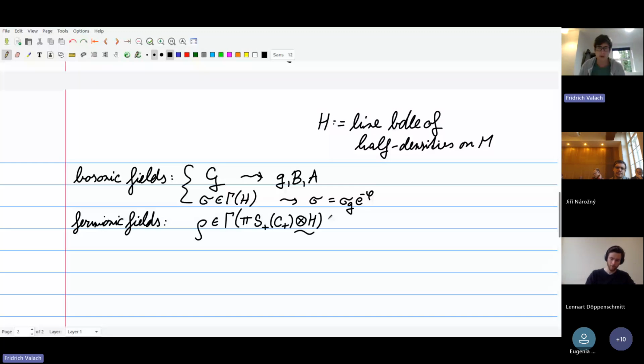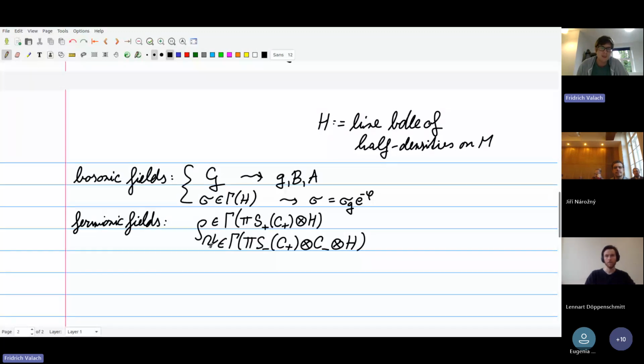This is what you don't usually do in physics, but here it will be kind of important, and it will be part of the reason why it will be so simple in the end. And similarly, we have the dilatino, which I will call by lowercase psi. This is again a section, and this will be of the other bundle, S minus, but also tensored with C minus and with half densities. So for physicists in the audience, this thing is a vector spinor, so it has a vector and a spinor index.